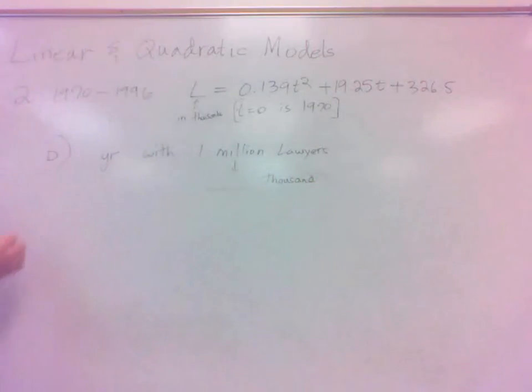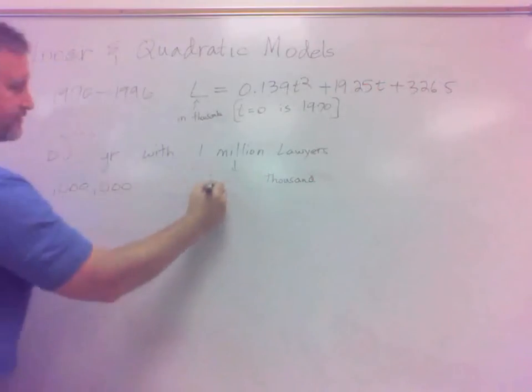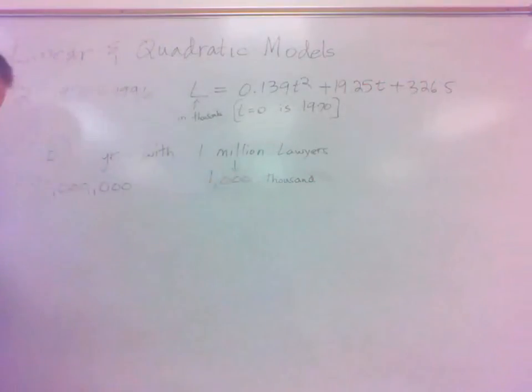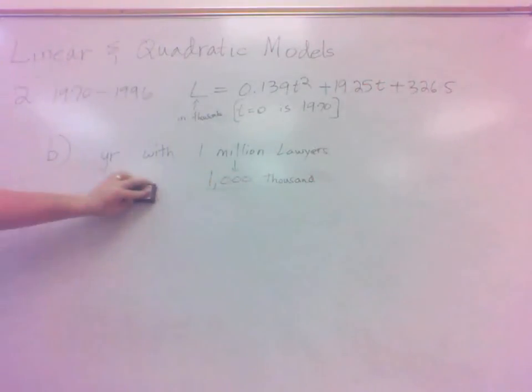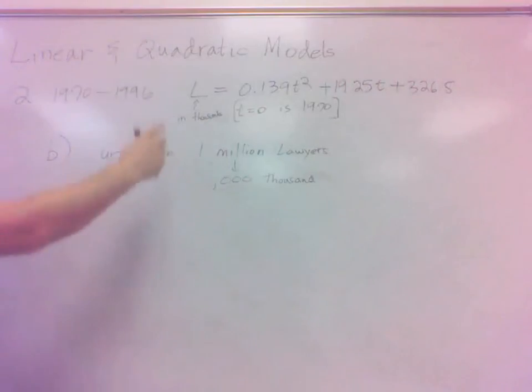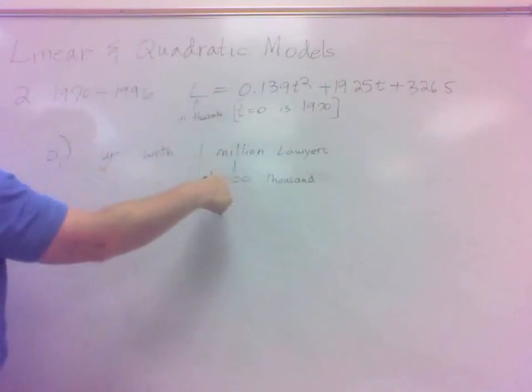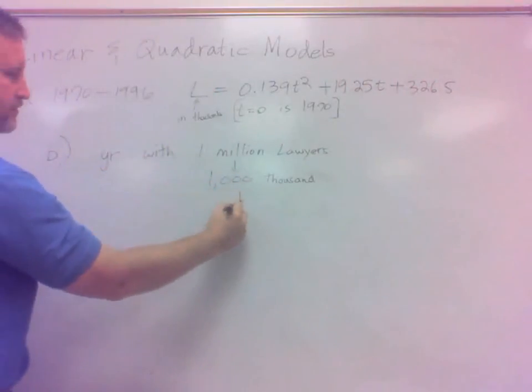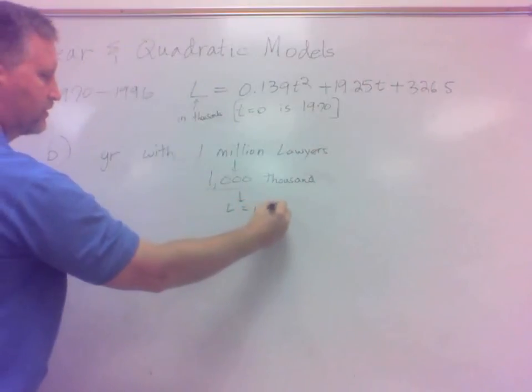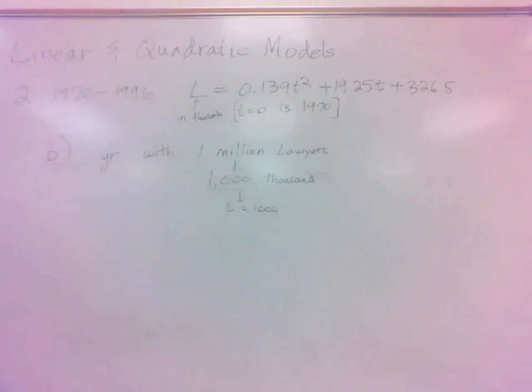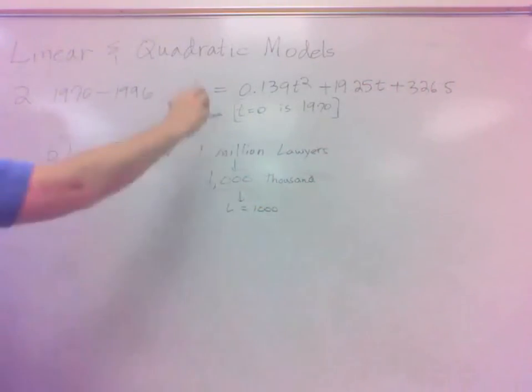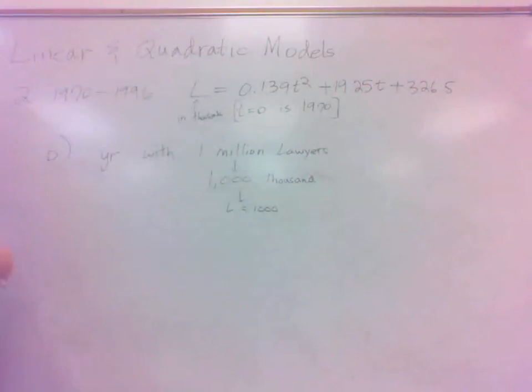Well, if I write 1 million out, 1 with 6 zeros, here's the thousands part. So isn't 1 million 1,000 thousands? Yeah, 1,000 thousands. So 1 million, we're talking 1,000 lawyers. And so for the model, L then would be 1,000. Make sense?